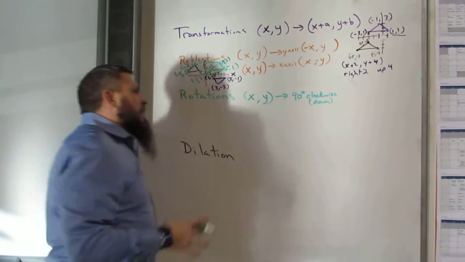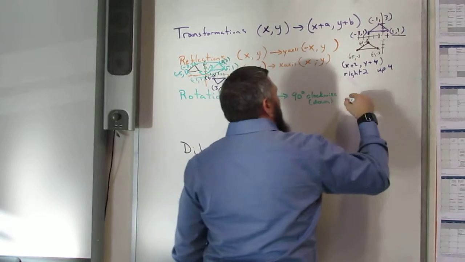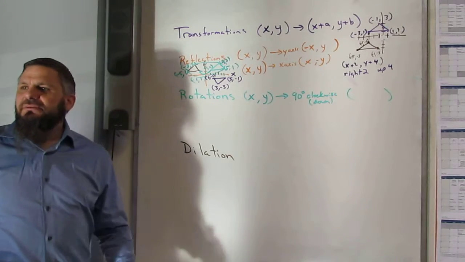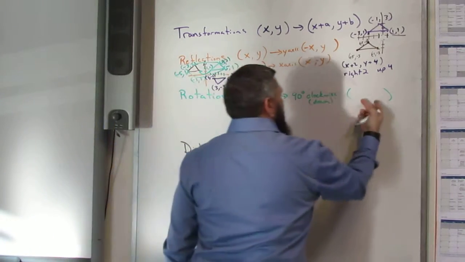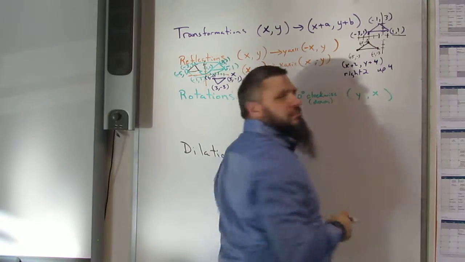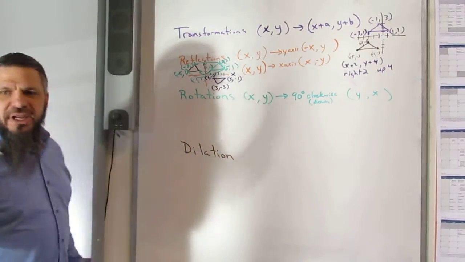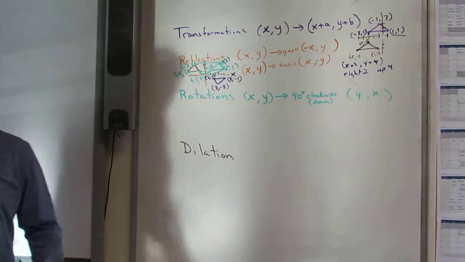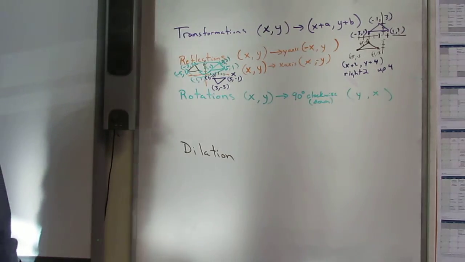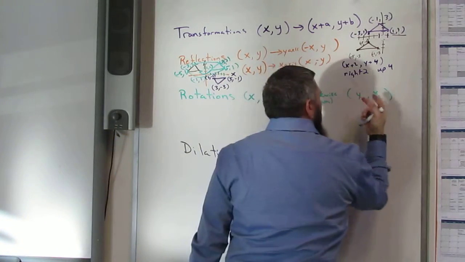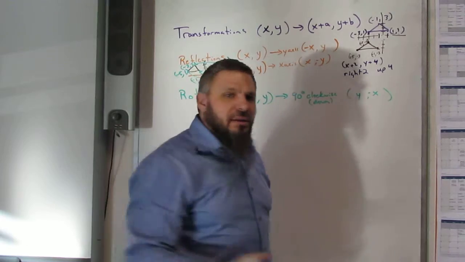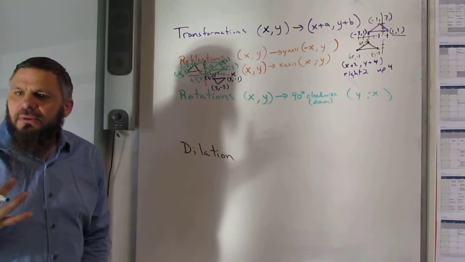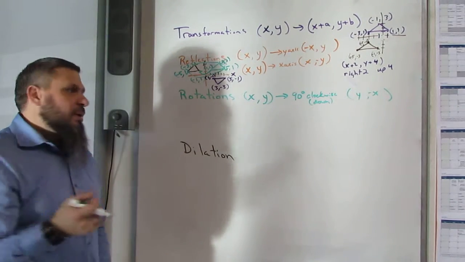And when we change 90 degrees clockwise, I want you to think of rotation as rotating the x and the y. You're rotating the x and the y. But what happens is that one of them becomes negative. This x becomes the new y, but it becomes a negative y.